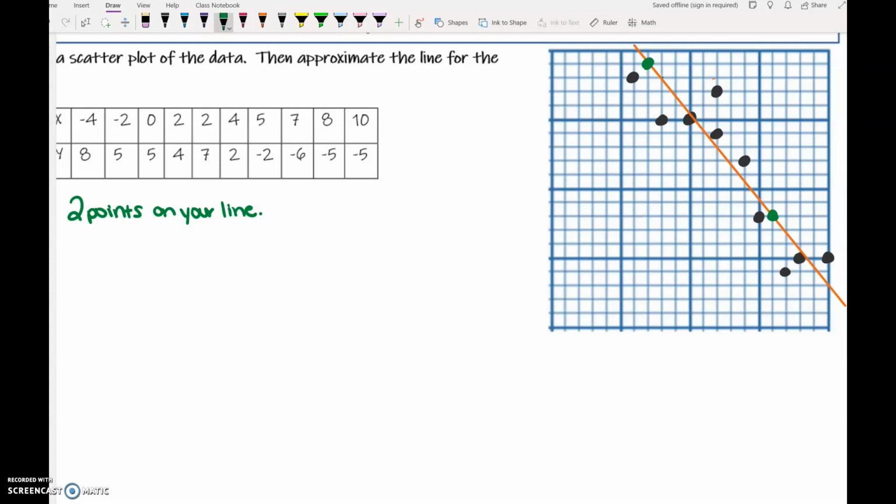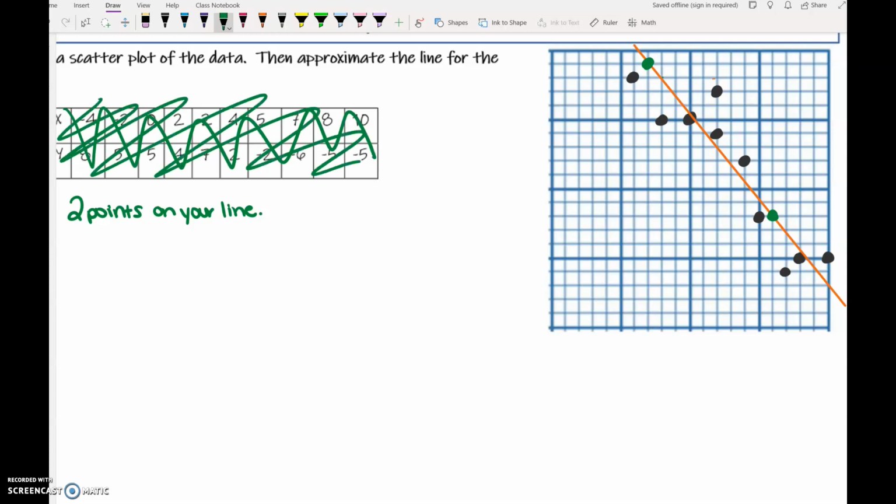It is a really good idea to not use any of the original data points. Pick points that are actually on your line, not points that were originally given to you. So my points are -3, 9, and 6, -2. Your points are likely different because your line is different. So pick 2 points. They don't have to be the same as mine.